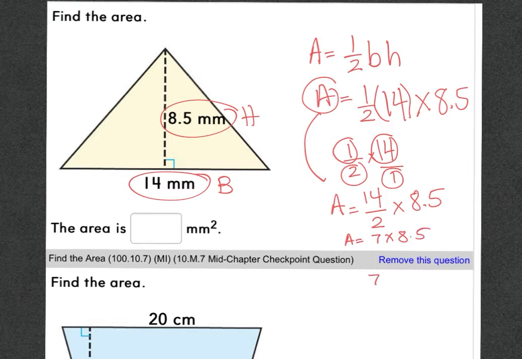So we've got 7 times 8.5. 7 times 5 is 35. 7 times 8 is 56, plus 3 is 59. Move my decimal over one space, I get 59.5. So the area is 59.5 millimeters squared. So just remember that the triangle is half of a square. So you're going to multiply the 14 times 8.5 and cut it in half, essentially, right? Because it's half of a square or half of a parallelogram.